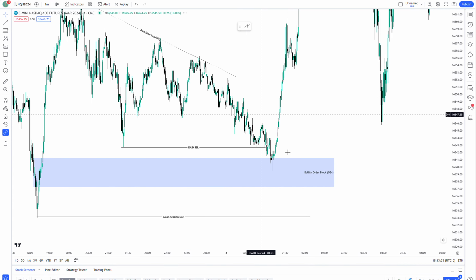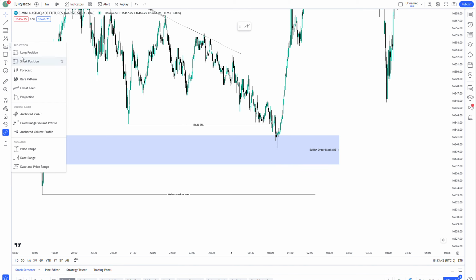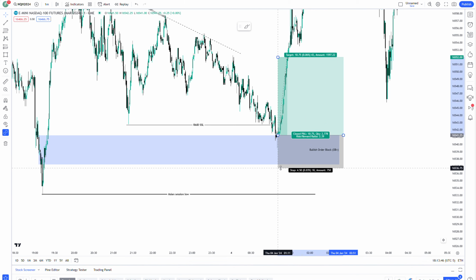And I was testing out a move as soon as that candle closed on the 5 minute, going short with my stop loss below this bullish order block, right? So it looked probably something like this. Maybe something like that, stop loss below here.